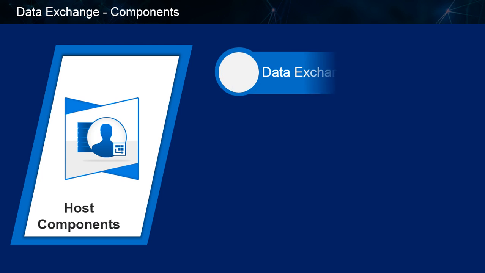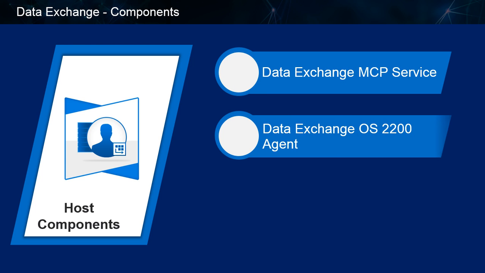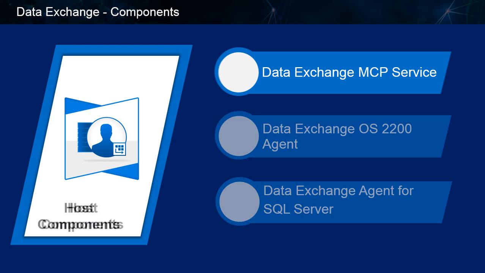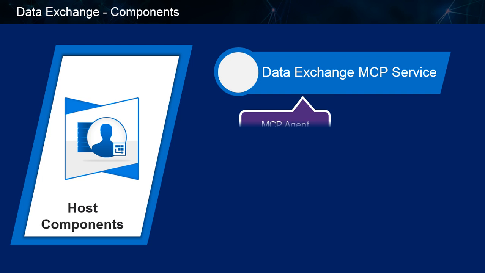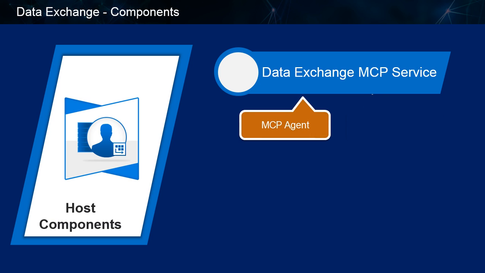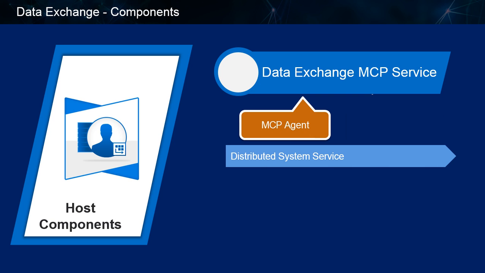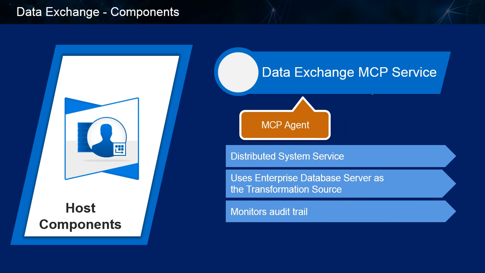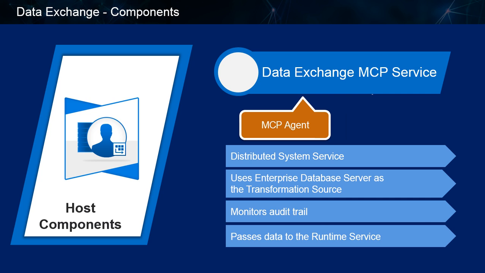And the final components are the host components. These include Data Exchange MCP Service, Data Exchange OS 2200 Agent, and Data Exchange Agent for SQL Server. Data Exchange MCP Service includes MCP Agent and DMS2 Adapter. MCP agent is a distributed system service running on the MCP server. The MCP agent is used when Enterprise Database Server is used as the transformation source. The MCP agent monitors the audit trail associated with Enterprise Database Server database and is responsible for passing the transformation-related audit entries to the runtime service.